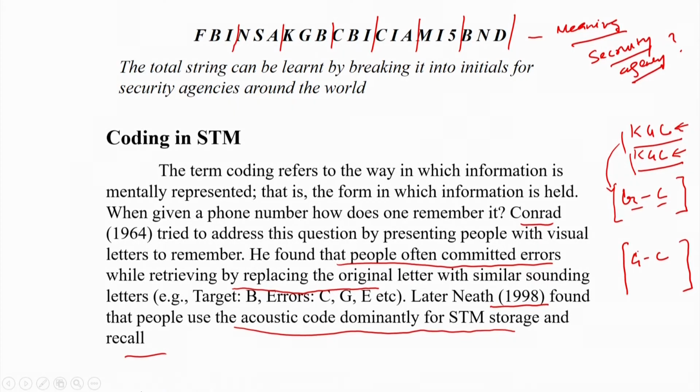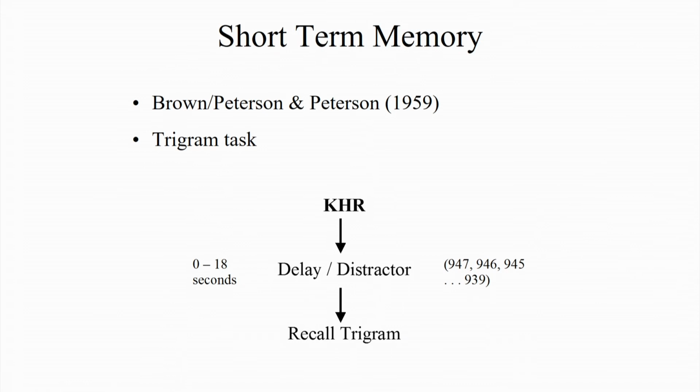The first experiment is called the Brown and Peterson task. So what is the task all about? This experiment was done by Brown and Peterson in 1959. It is a very easy experiment to look at. A digit string was presented to people, and these strings were generally a trigram, a 3-letter trigram.